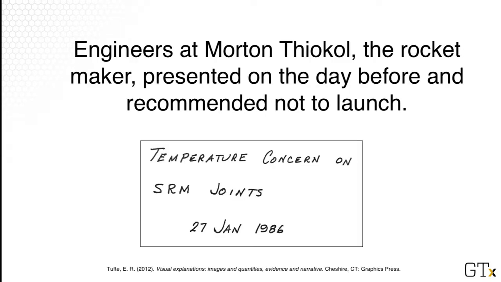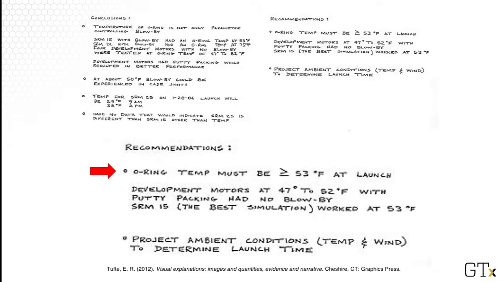In fact, the day before the tragedy, engineers at Morton Thiokol, which is the rocket maker, presented and recommended to NASA not to launch the shuttle on the next day. In one of their slides, there's a specific recommendation that says the O-ring temperature, which is the rubber ring in the rocket, should be higher than 53 Fahrenheit at launch. And if it's lower, then it's probably not a good situation.